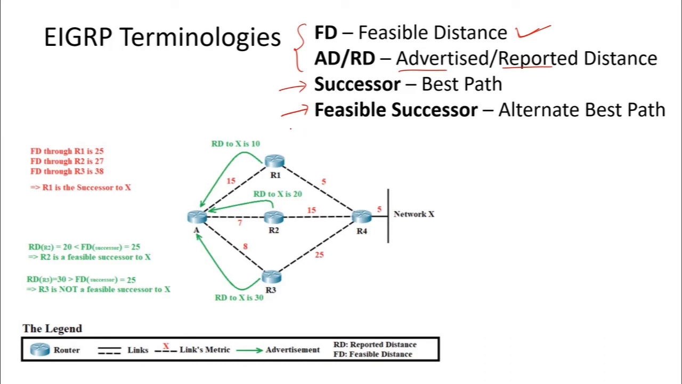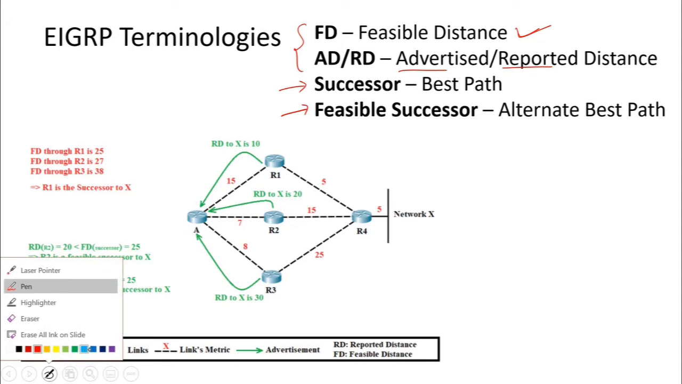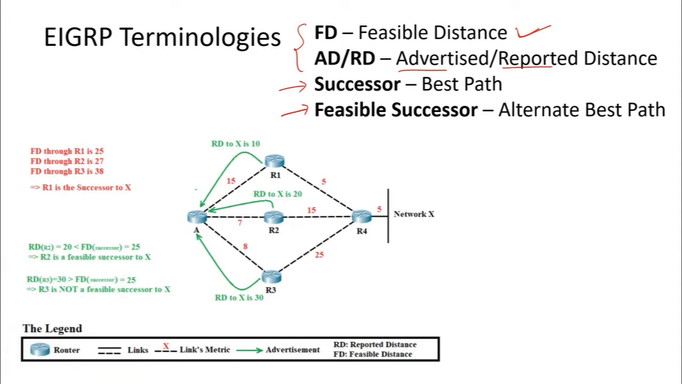So let's try to understand the feasible distance first. Okay, so let's suppose we have a scenario. Let me change the color because red and green are already here. So let me put it blue this time. Let's suppose we have this topology. We have this router, let's say router A. We have some network X which we have to reach. We have the routers R1, R2, R3, and R4, and the cost of the links are 15 here, here it is 5, this is 7 and 15. So these are the costs of the links, and they are quite obvious.